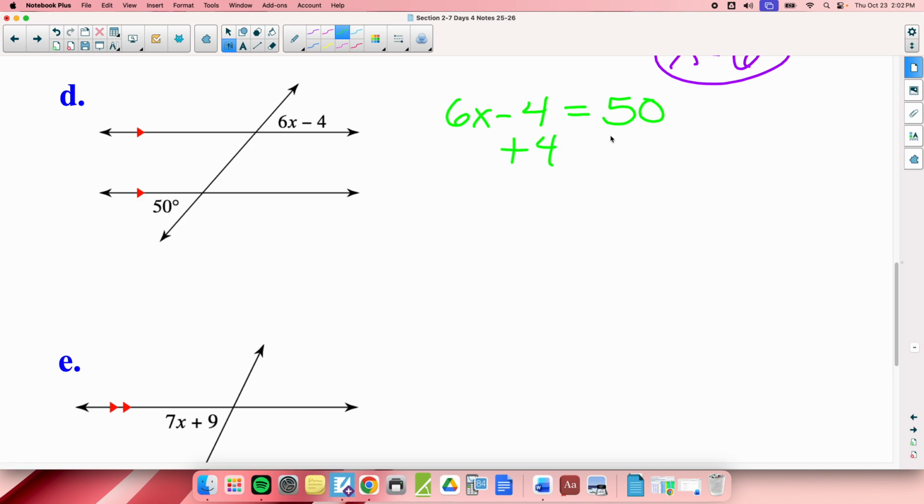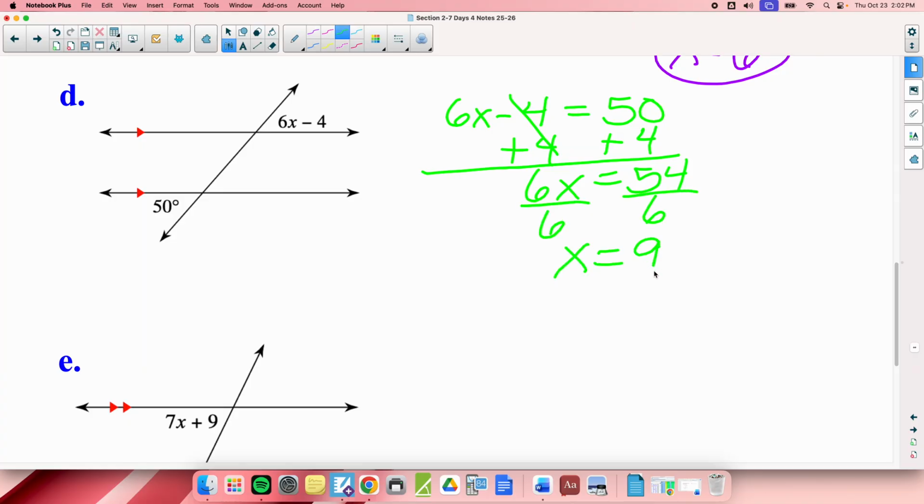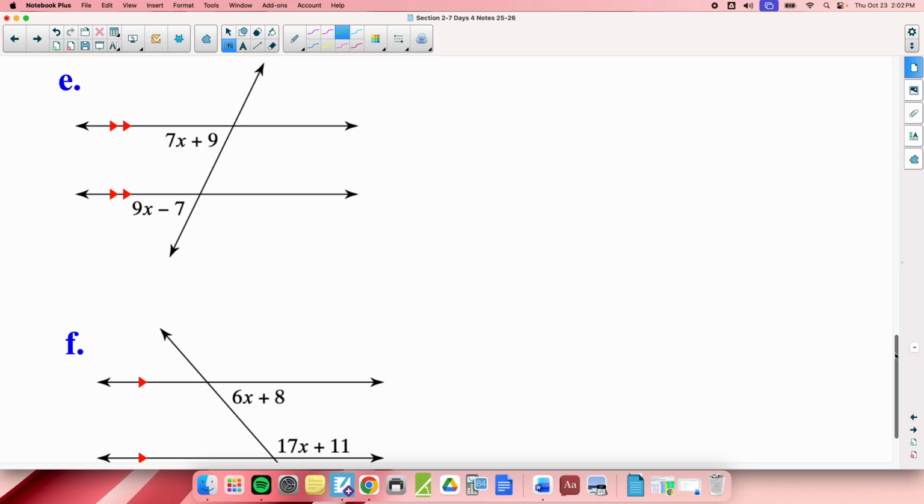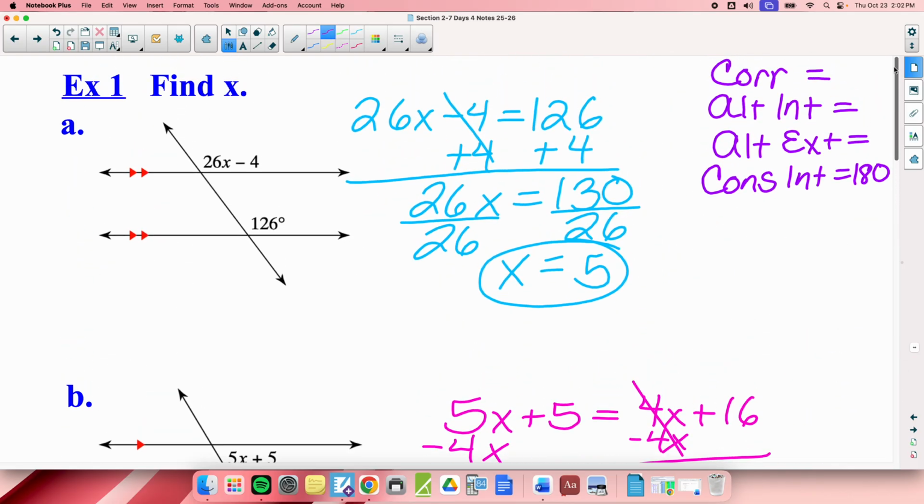Plus 4. That'd be 54. And I get 6x equals 54. Divide by 6. X equals 9. Okay? Now, what kind is it for E? Corresponding. They're corresponding again. Do you all see that? When they are corresponding, we set them equal.